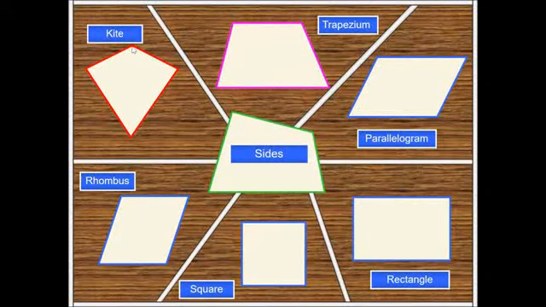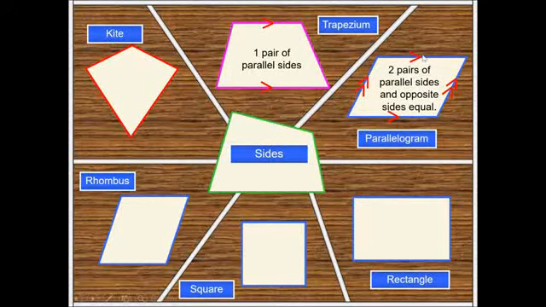Now, let's look at sides and whether they are parallel. Remember, sides are parallel if they always are the same distance from each other. It's not about their lengths, it's the distance between them. So they will never intersect. We use these arrows to show parallel lines. So the trapezium only has one pair of opposite sides that are parallel. What about the parallelogram? Well, the parallelogram has two pairs of opposite sides that are parallel.